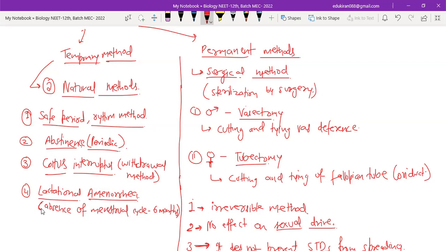Yes. So this period of lactational amenorrhea is safe for sexual intercourse without high chances of pregnancy. But again, it is not exactly 6 months. It depends on body to body, but we are just relying on this knowledge.